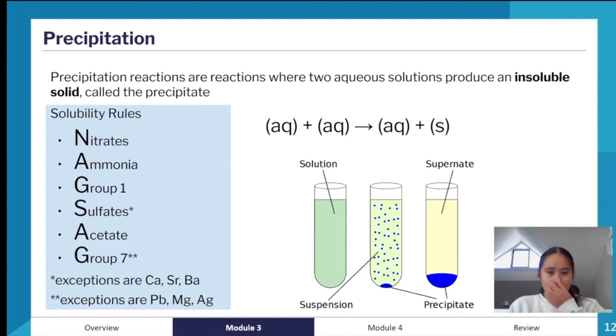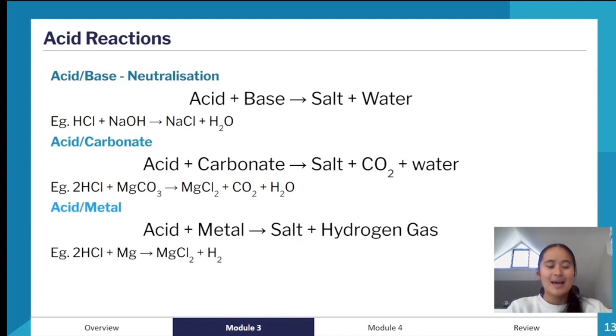Moving on, basically the only way to do precipitation is with your solubility rules. So that's something worth getting to know and getting familiar with. If you can get familiar with it now, it will take less time for you to memorize them when you get into Year 12. So just a thought.